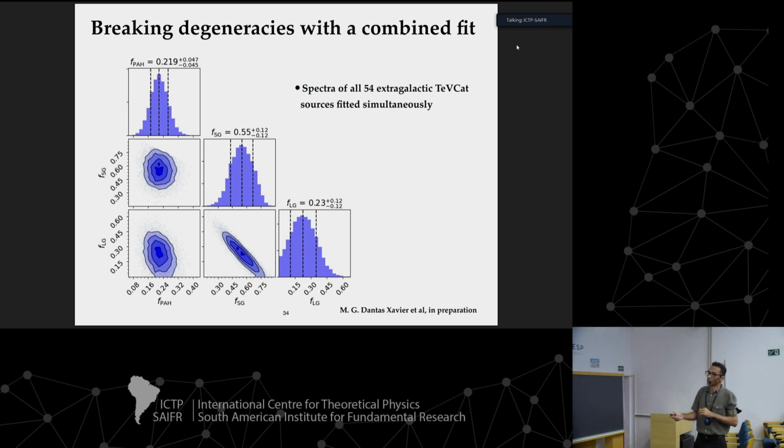You can see again, these are the posterior distributions for the dust fractions. And you can see that you pretty much can say something about these molecules, these dust grains, in the extragalactic medium. Okay.